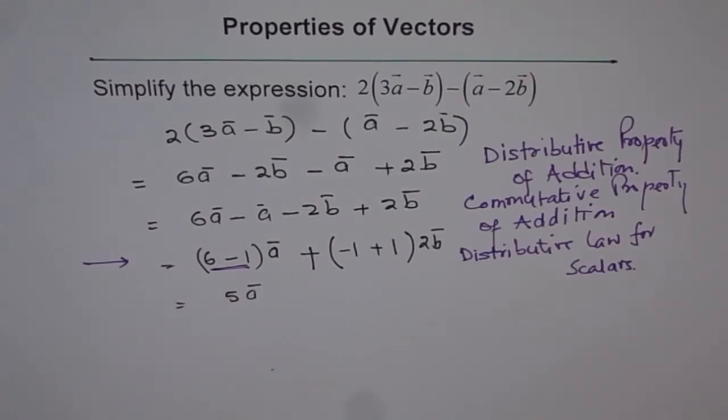So this one is the distributive law for scalars, and if multiplication was involved, then it would have been the associative law for scalars. So that is a critical thing for you to understand.